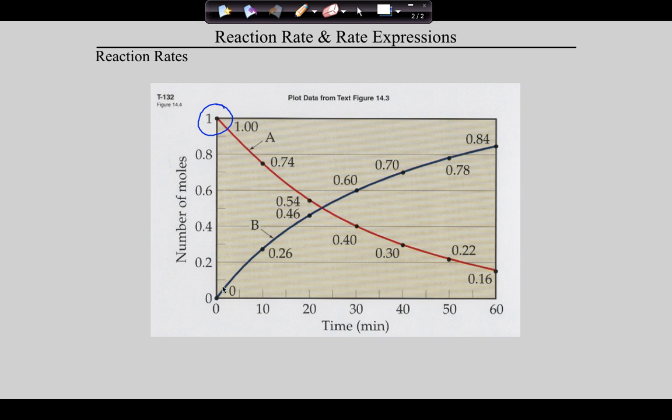Here at time 0, how much red do we have? 1 mole, all of it. How much blue stuff do we have? None, right? We've got no blue. And then as the reaction goes on, what is happening to the amount of red? It's going down. What's happening to the amount of blue? It's going up.